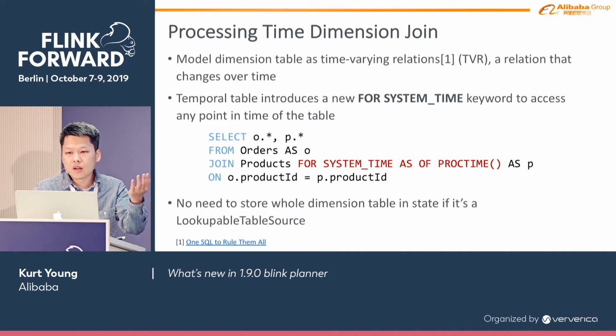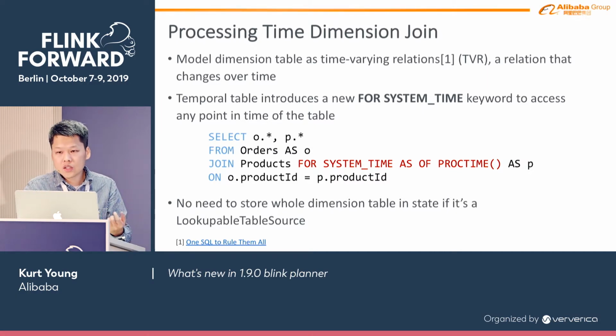For implementation, we have a lot of choices. We can scan the whole dimension table, if it has a binlog or something, into state, and after every order comes, we can look up into state. Or we can have other choices: we don't have to scan the whole dimension table into Flink, but instead we can look it up, because some databases and key-value stores have the ability to be looked up. So we introduce an interface called LookupableTableSource. In this case, we will do a lookup for the dimension table join. It's actually very efficient.